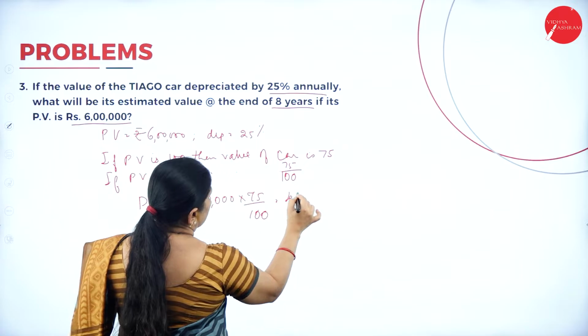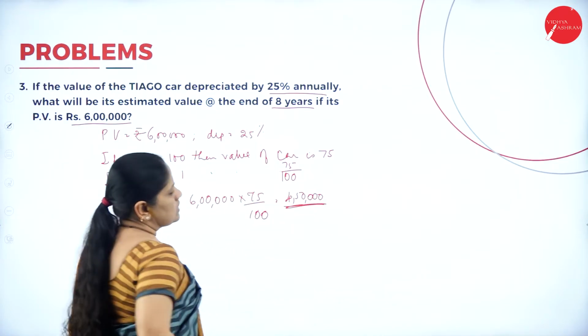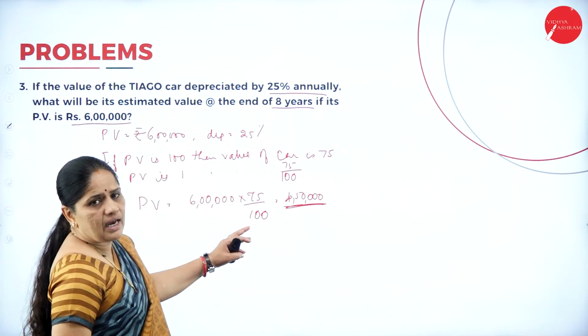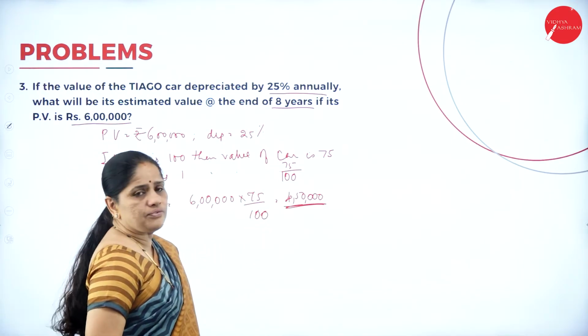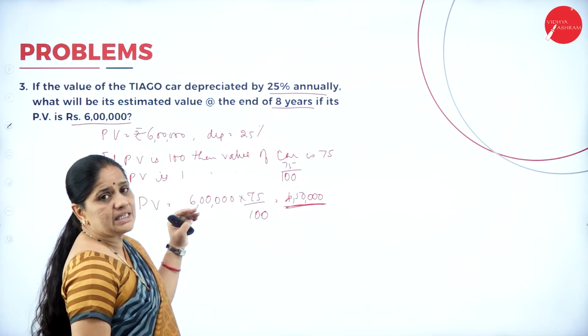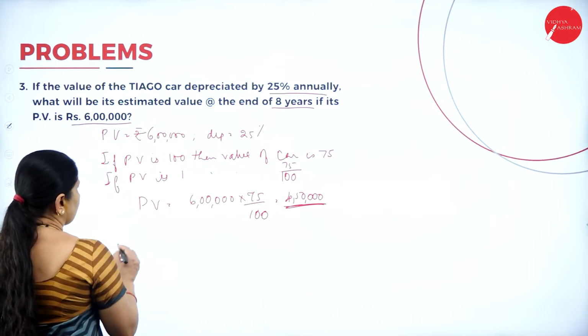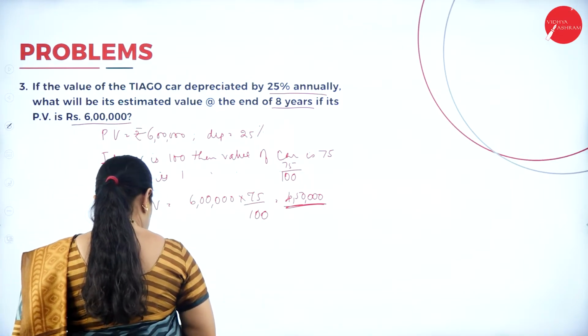So, this becomes 4,50,000. So, the value of the car after depreciation is 4,50,000. Now for up to 8 years, the depreciation will be in a GP. So, we use the formula next.